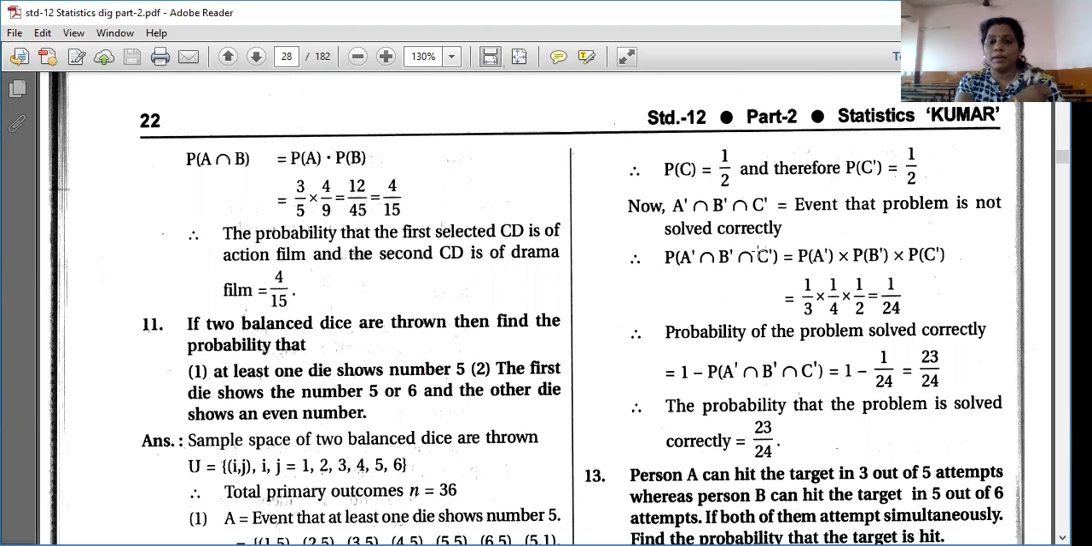Then the probability that the problem is solved correctly is 1 minus P of A dash intersection B dash intersection C dash, that is 1 minus 1 by 24, that is 23 by 24. Therefore, the probability that the problem is solved correctly is 23 by 24.